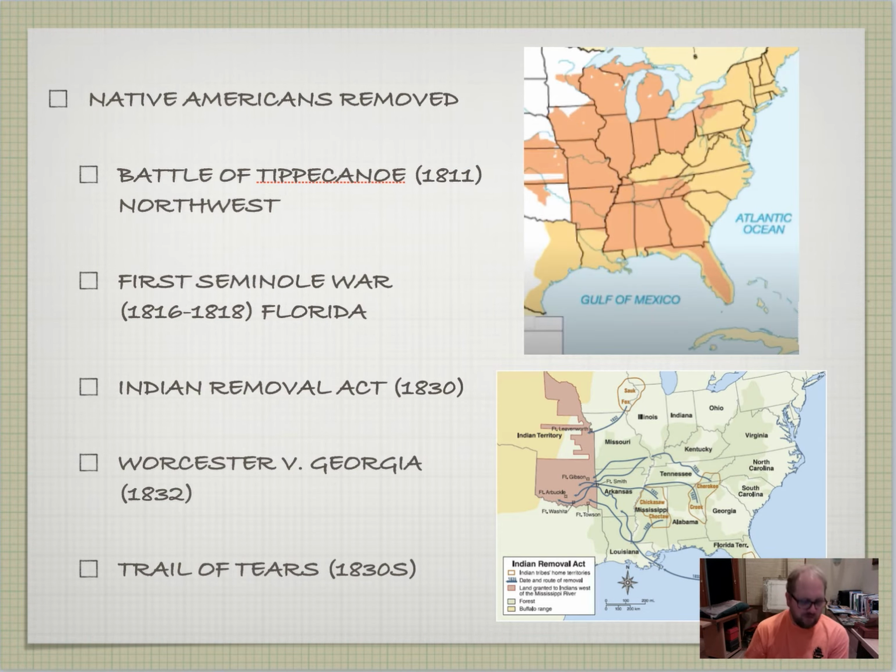Some of the Native American removal that's going to happen is going to be a really big part of this American expansion westward. We're going to see the Battle of Tippecanoe in 1811, right prior to the War of 1812. We're going to see the First Seminole War in Florida, which is going to remove Native Americans from this area. We're going to see the Indian Removal Act of 1830 passed by Congress. Eventually, the Cherokee are going to sue against the state of Georgia in Worcester v. Georgia and win this case. Jackson is going to basically say, Marshall, you've made your ruling, now let's see you enforce it, and still force Native Americans off their land into this Indian territory out here in the West. That'll be the Trail of Tears.